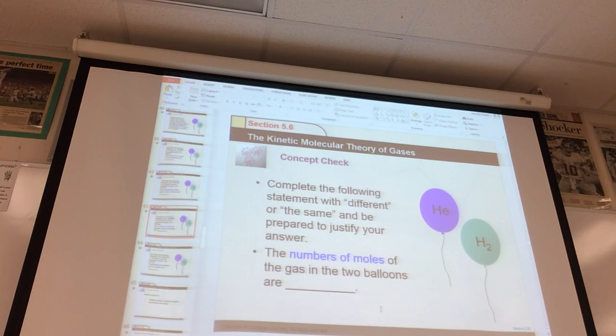Oh, they said moles is the same. No, we said it was different though. I know, but they're saying it's the same. Oh, I didn't hear.